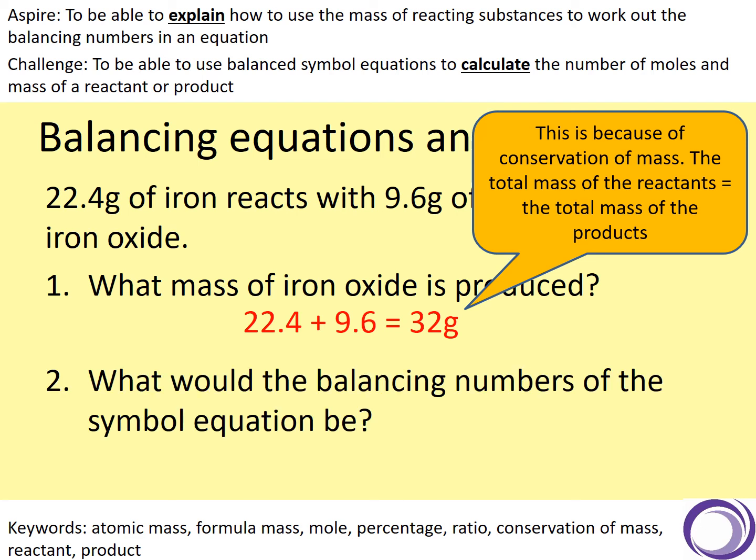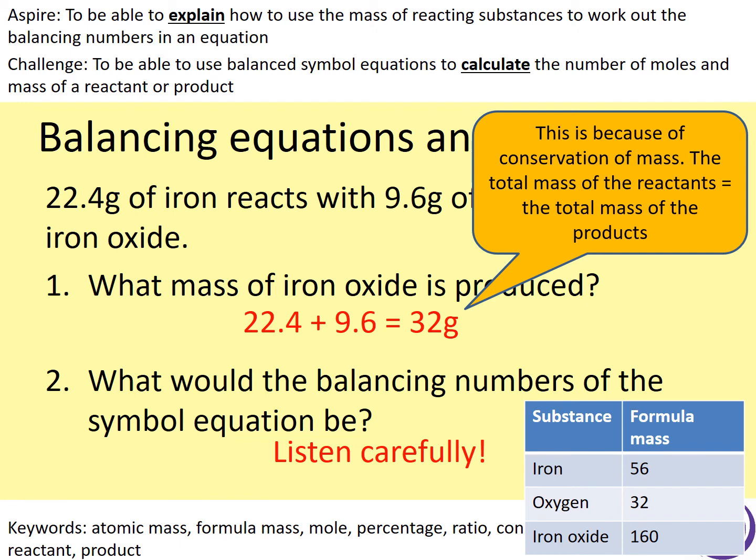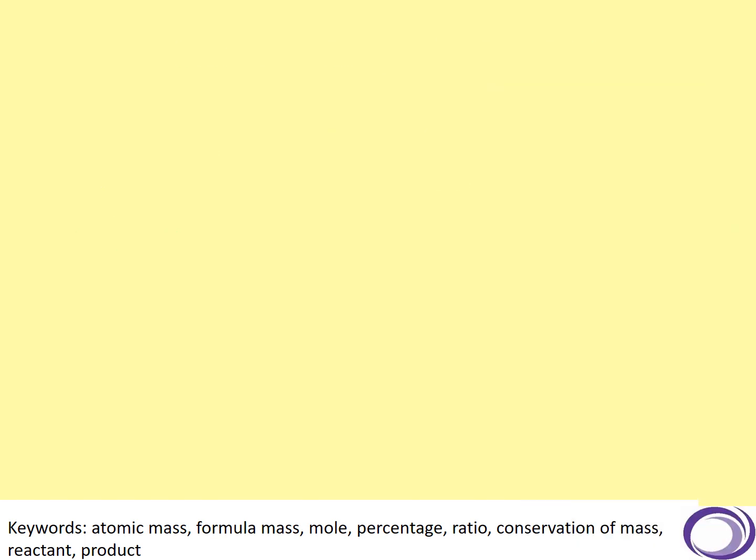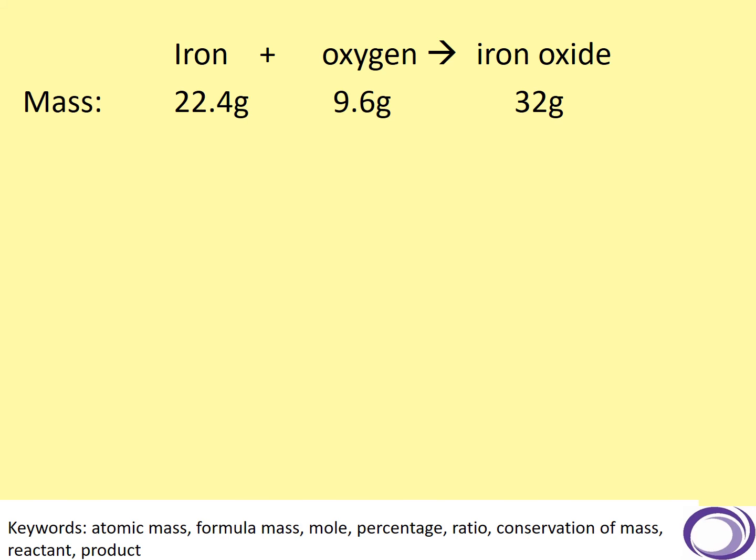And then we need to look at what the balancing numbers of the simple equation would be. And again, it's a simple, straightforward process if you work methodically. You would be given the formula masses of the substances involved. So in this case, iron is 56, oxygen is 32, and the iron oxide is 160. So we start off with our word equation and we look at what masses each of those have. So we've put those masses in.